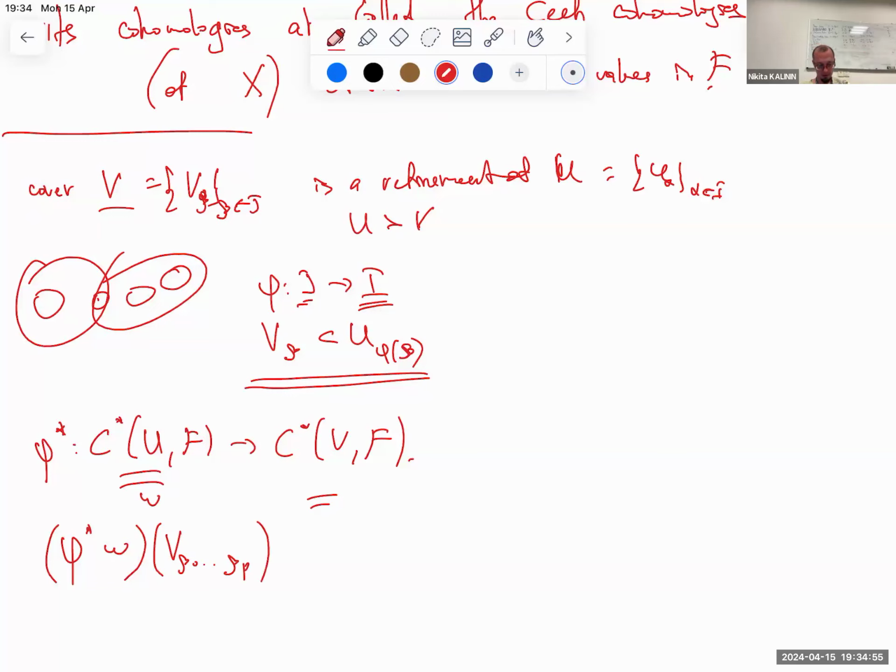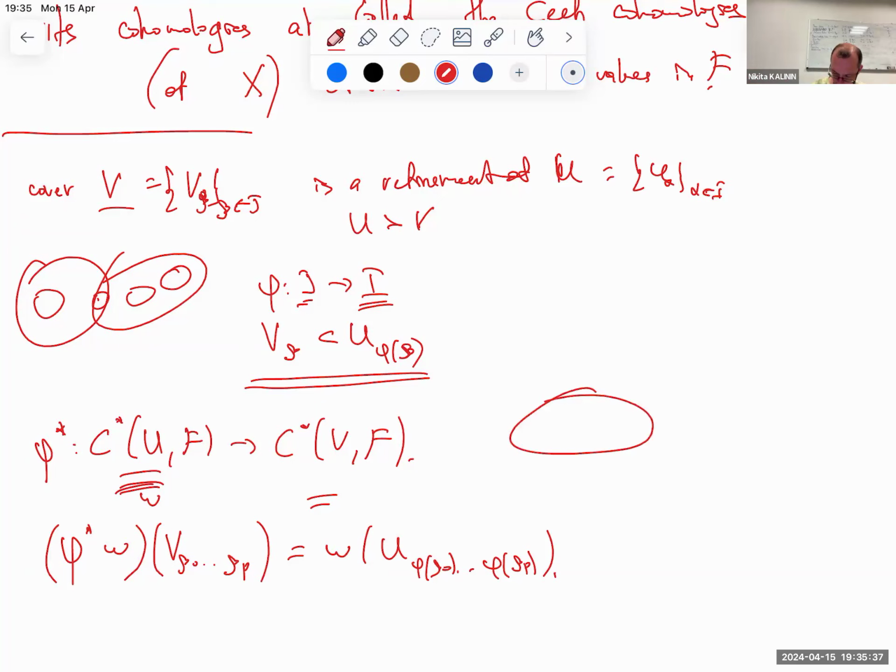Okay, so what is the most reasonable way to do it? So we just look at the values of omega at the corresponding U, right? So here just look at U, and here you have phi of beta 0, phi of beta p. Right, so if you know what to associate to any intersection of sets in U, now you have an intersection of sets in V. Look in which U they live, and look what is assigned to this U.